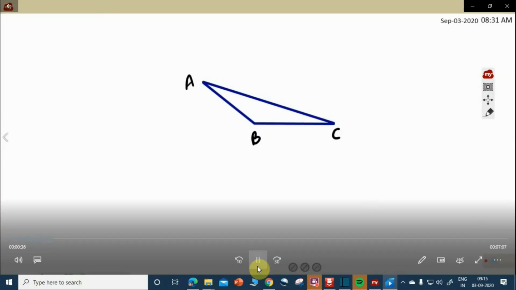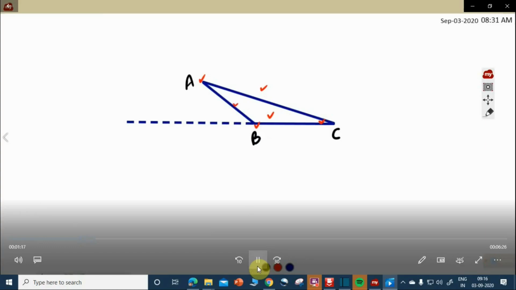And now we have to draw the altitude of each side, like AB, BC and AC. For that purpose we need to extend BC, because the altitude will be outside the triangle area now. This is the extension of BC, so that we can draw an altitude to the opposite vertex. Always the altitude is drawn from the side to the opposite vertex, you know. As far as BC is concerned, the opposite vertex is A, and for AC it is B, and in the case of AB, the opposite vertex is C. So we have to draw the altitude accordingly.